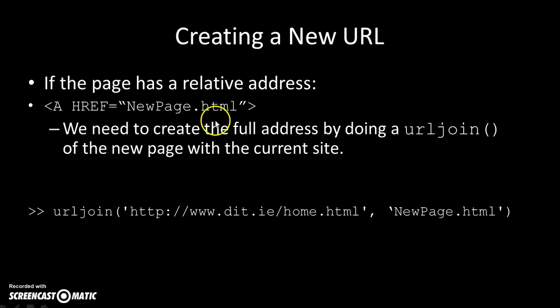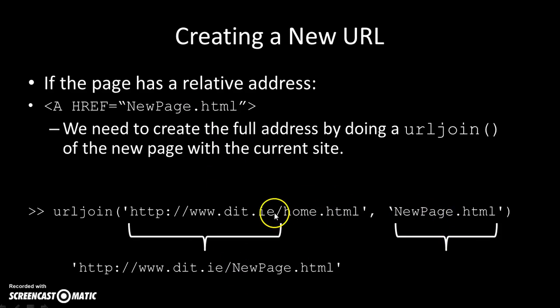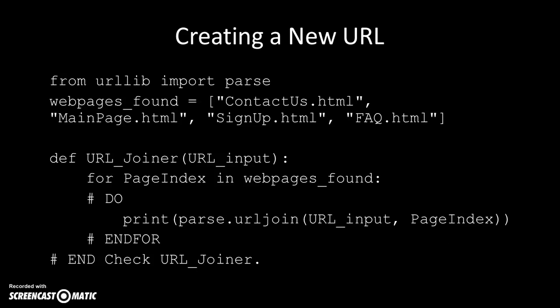So exactly as I say, if the page is a relative one, we need to use URL join so that then we can use URL open. So if we have a page called dit home.html, and we know there's an ahref, so let's say I'm on that page, dit.ie/home.html, and there's an ahref to a link newpage.html. To use URL open, I need to URL join these two together to create our dit newpage.html. Then I can go URL open to link to that page.